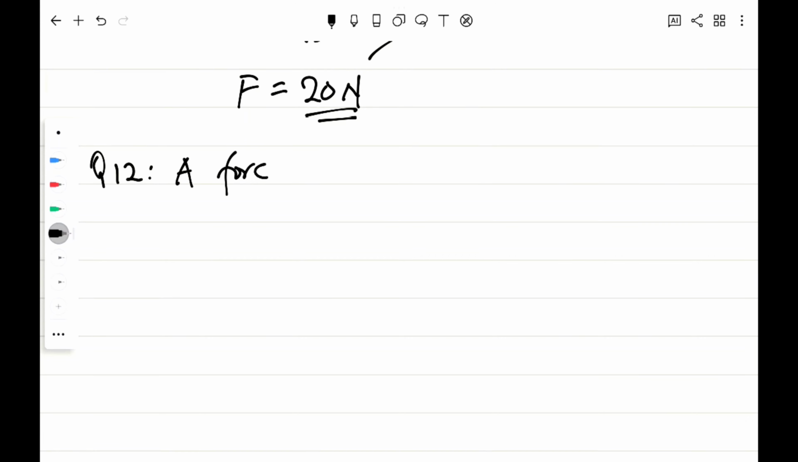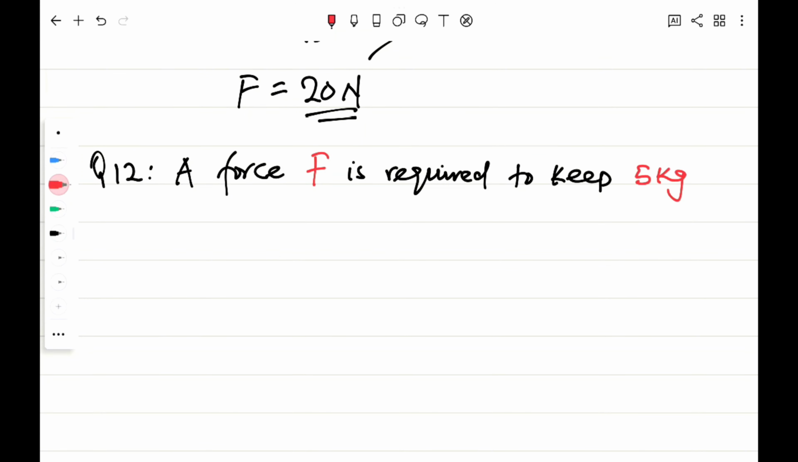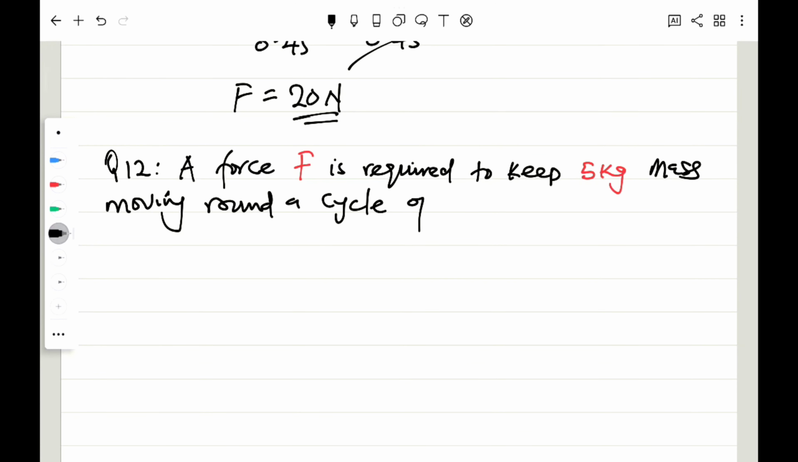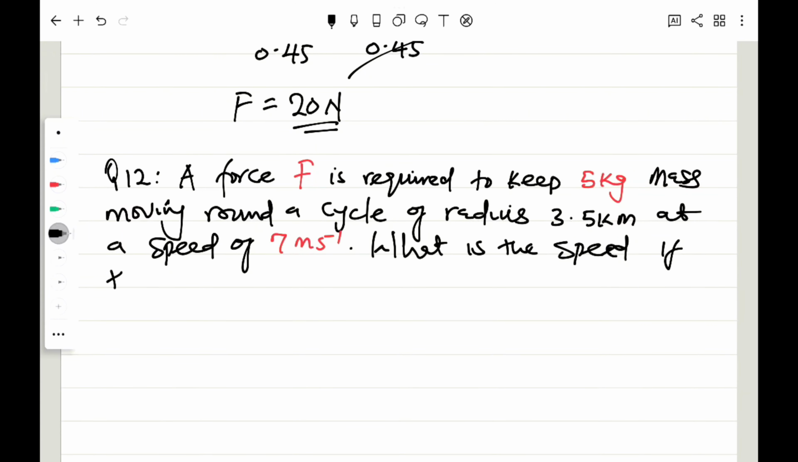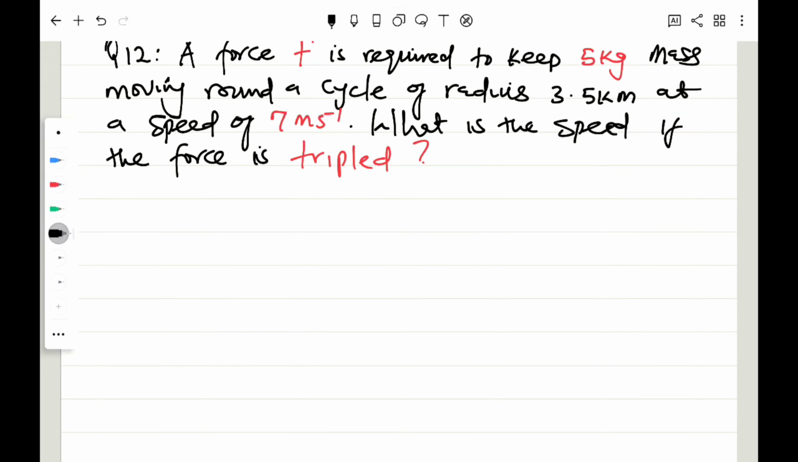Next question. Question 12. A force F is required to keep a 5 kilogram mass moving around a circle of radius 3.5 meters at the speed of 7 meters per second. What is the size of the force?